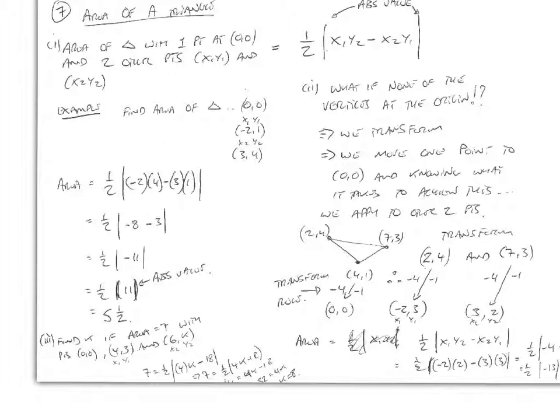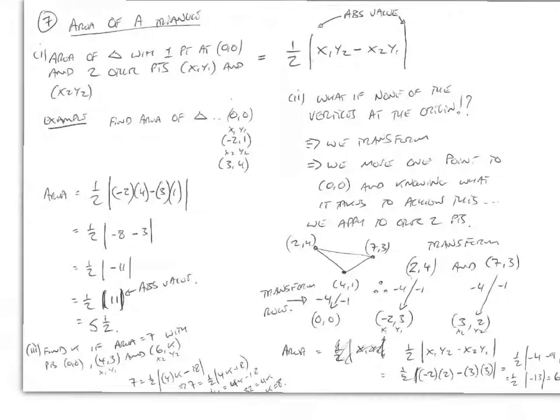Now we can find the area of a triangle defined by 3 points on a Cartesian plane using a formula if one of the points is at 0, 0. The formula is that the area of a triangle with one point at 0, 0 and 2 other points, x1, y1, x2, y2, is equal to half the absolute value of x1 times y2 minus x2 times y1.